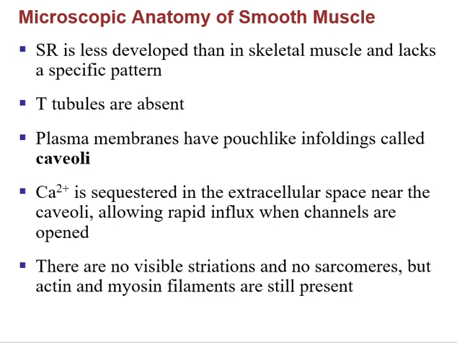We do see something in smooth muscle that we don't see in skeletal muscle, which is that the plasma membranes have these pouch-like infoldings on the outside of the sarcolemma called caveoli. In these caveoli, there is calcium. It's sequestered in this extracellular space near the caveoli, and that allows for a rapid influx of not only sodium, but calcium when ion channels open upon stimulation. There are also no visible striations and no sarcomeres, but we do have actin and myosin myofilaments still present in smooth muscle.